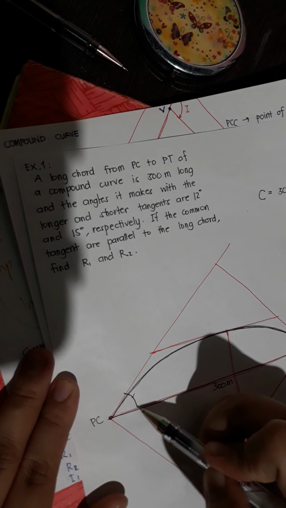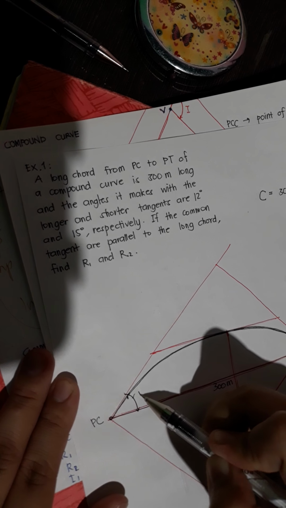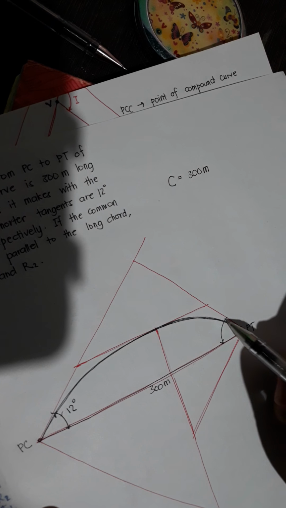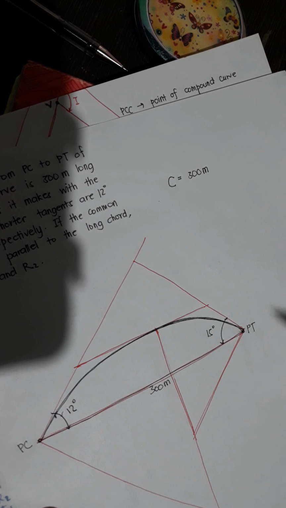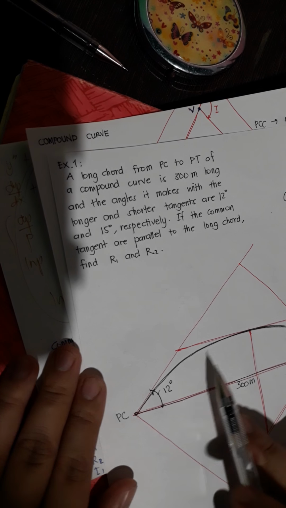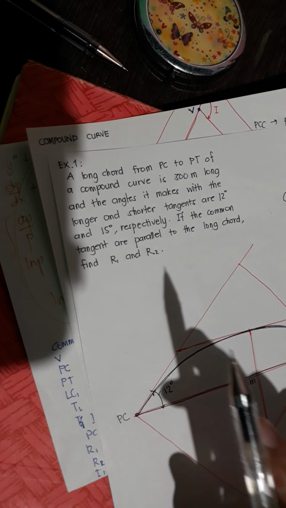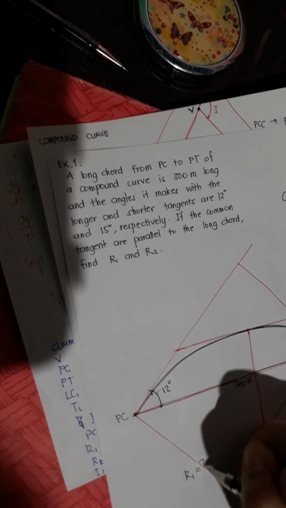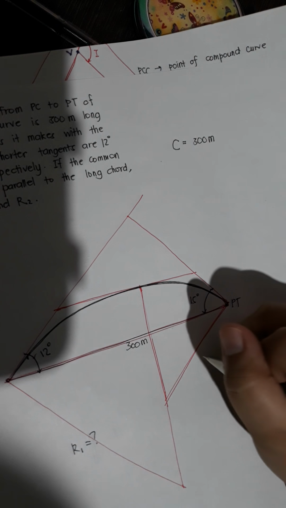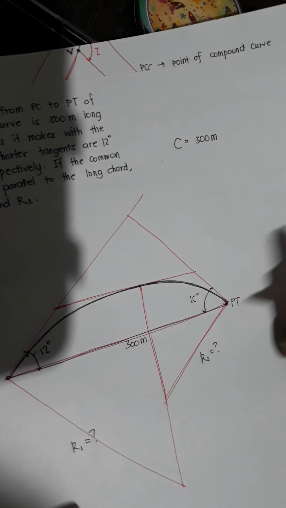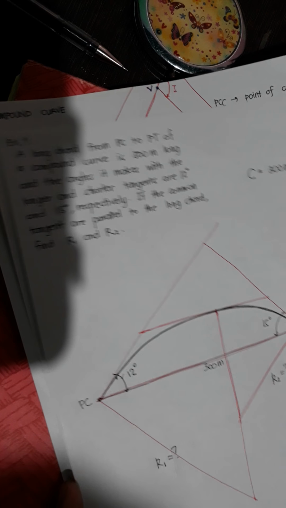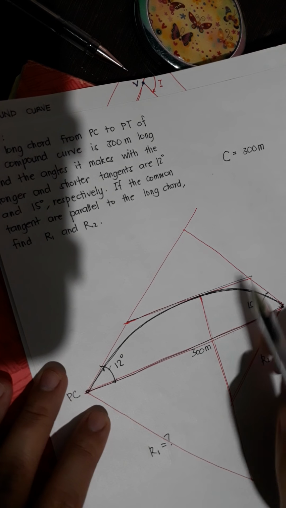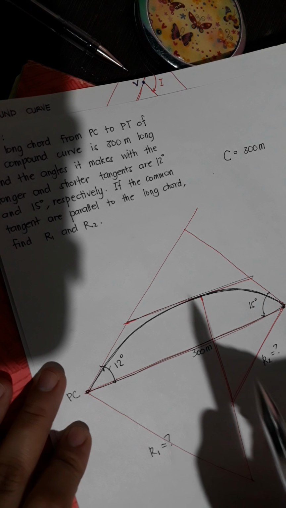So, for the first tangent, the angle it makes is 12 degrees. And for the second tangent, the angle it makes is 15 degrees. Okay? Now, if the common tangent is parallel to the long chord, find R1 and R2. So, we are to get the radius of the first simple curve and the radius of the second simple curve.